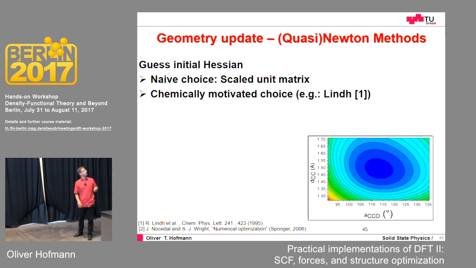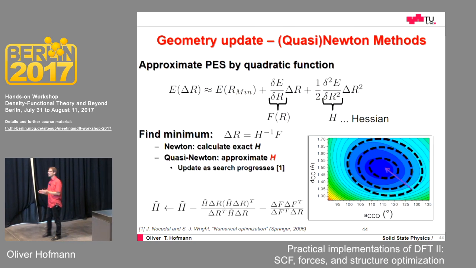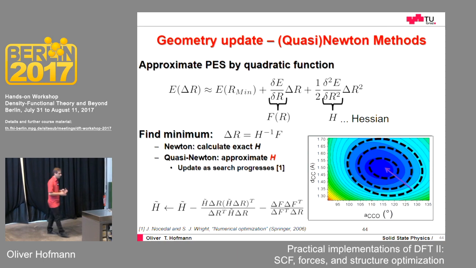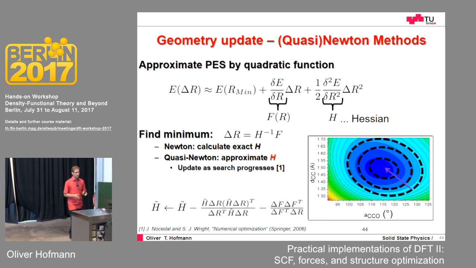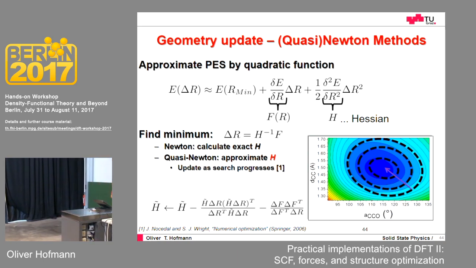What I wanted to say at this point, let me go back, is that the guess Hessian is something that is actually very important. And that is something that is typically not properly accounted for.